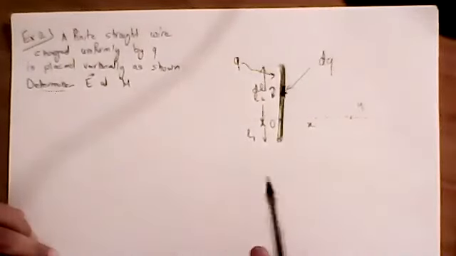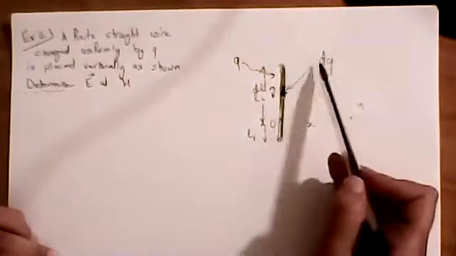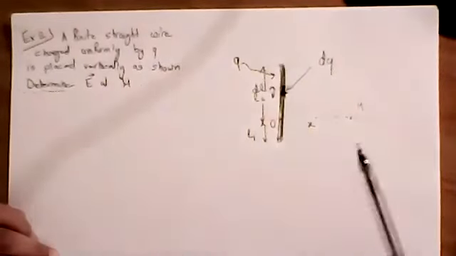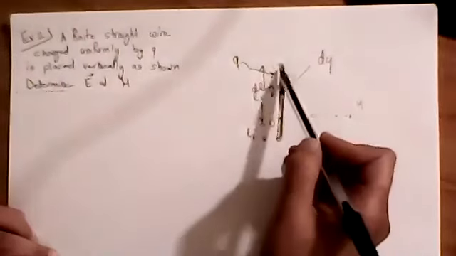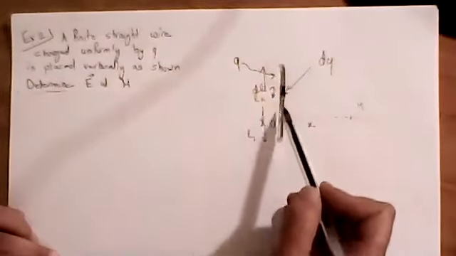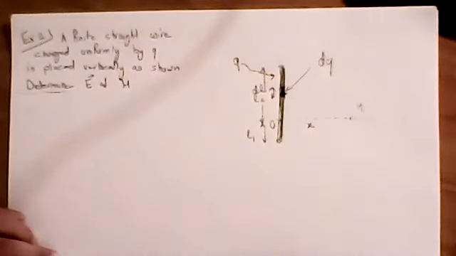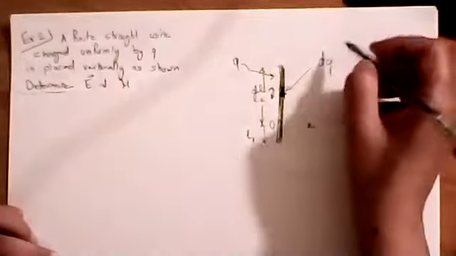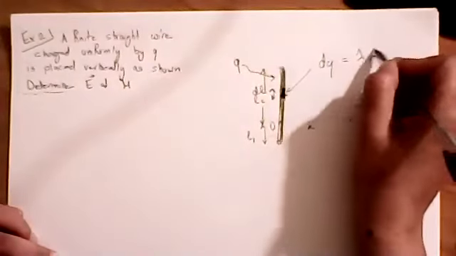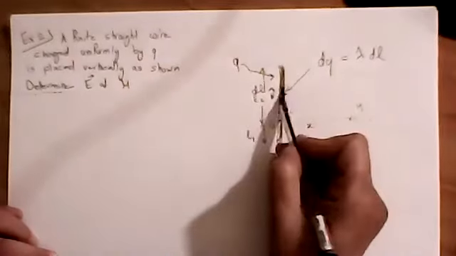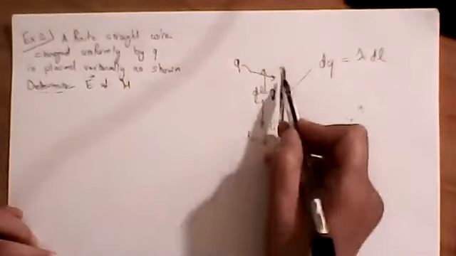I should have asked you: is it DQ equals lambda DL, or sigma DS, or rho DV? It's lambda DL, because this is charge distributed linearly and uniformly. Linearly means over length, and uniformly means homogeneous. So the charge density that I'm going to define will be a constant. So this is DQ equals lambda DL. This DL is a length. Okay. Where did I select it? I select it wherever along the charge line.